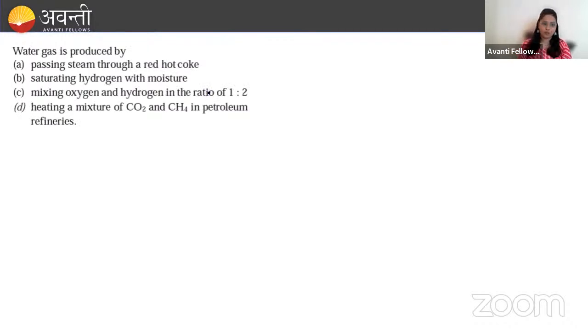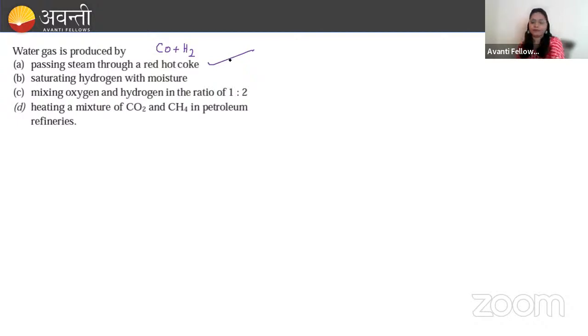Next, water gas is produced by. How can you produce water gas? The options are: passing steam through a red hot coke, saturating hydrogen with moisture, mixing oxygen and hydrogen in the ratio of 1:2, heating a mixture of CO2 and CH4 in petroleum refineries. So what is water gas? We have talked about it. Carbon monoxide and H2 is known as water gas. It is also known as synthesis gas. It is prepared by passing steam through a red hot coke.